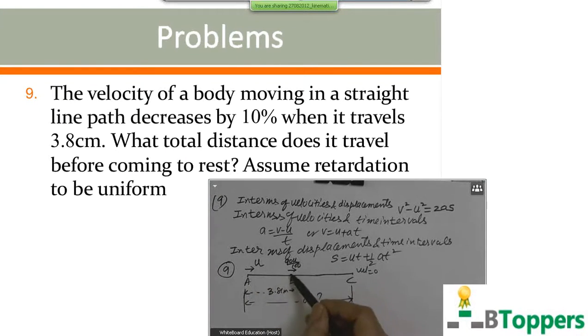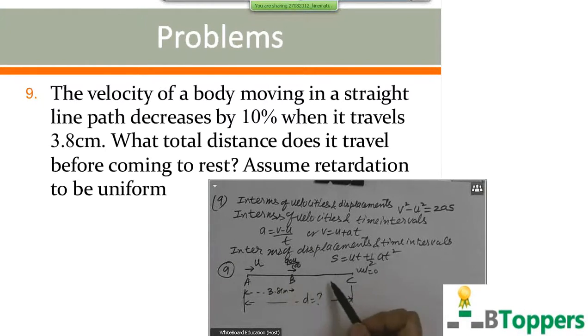According to the problem, velocity decreases by 10% when it moves from A to B. So if U is the velocity at A, then velocity at B becomes 10% less than the velocity at A. That means 90% of the velocity, 90U by 100.